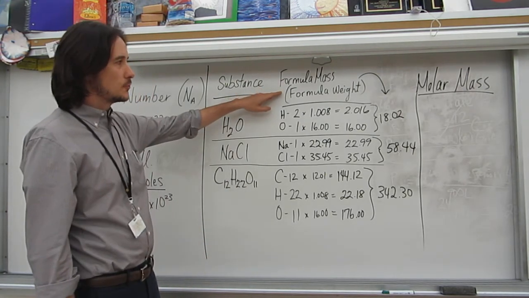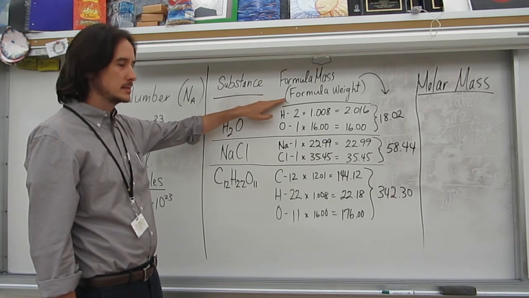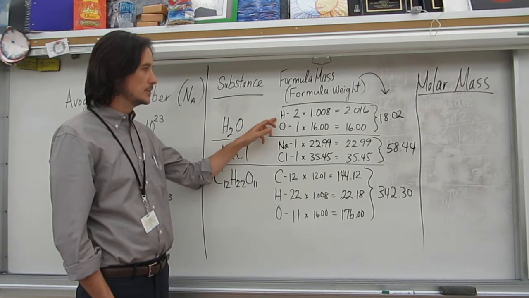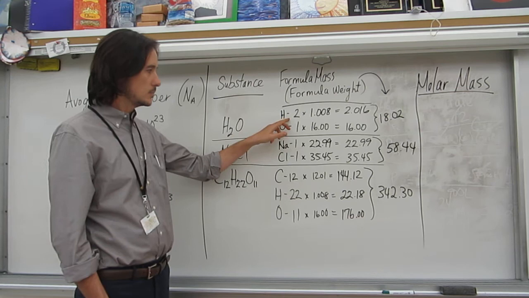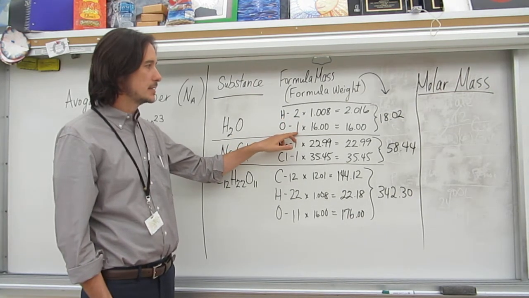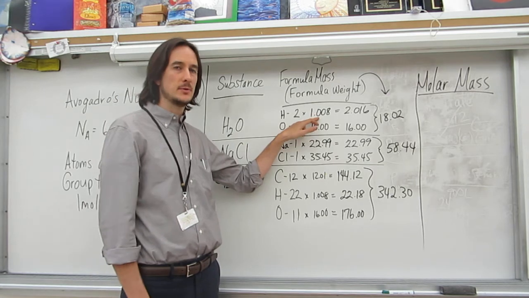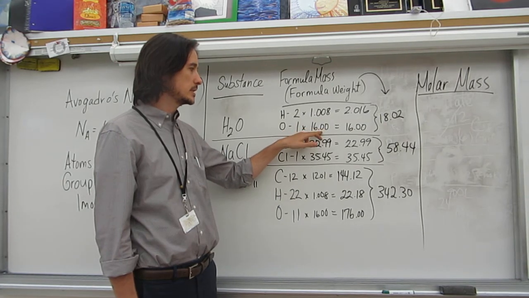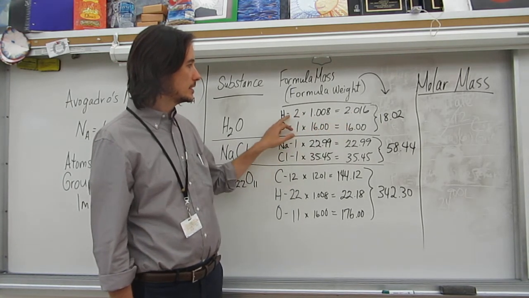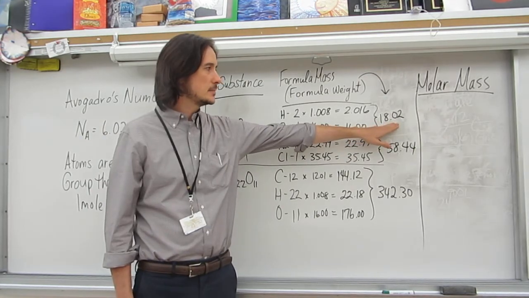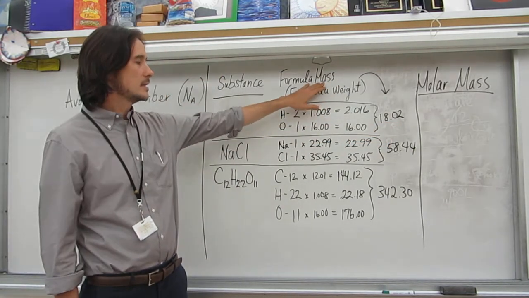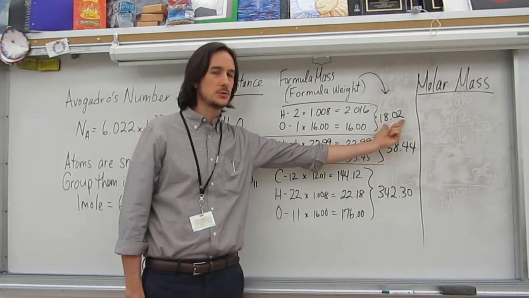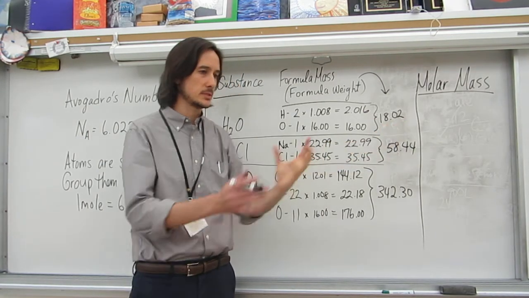So what I've got up here is formula mass or formula weight. This is something that you need to be able to calculate. If it's H2O, we just count the number of each type of atom. We've got 2 hydrogen atoms and 1 oxygen atom. And we look at the average atomic masses from the periodic table. So that's hydrogens and that's oxygens. We multiply by the number of atoms, and then we add that all up and we get 18.02. This is the formula mass. And if we're talking about 1 water molecule, this would be 18.02 AMU, atomic mass units.